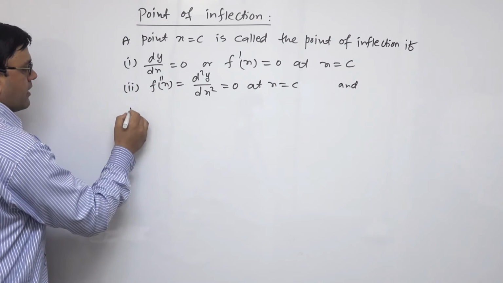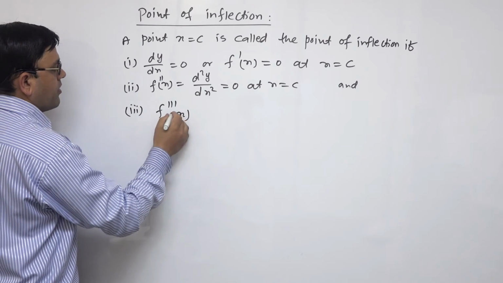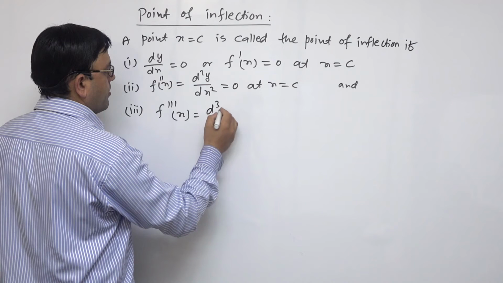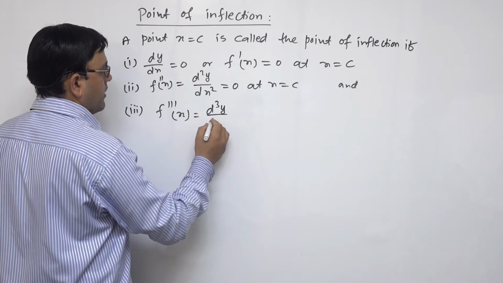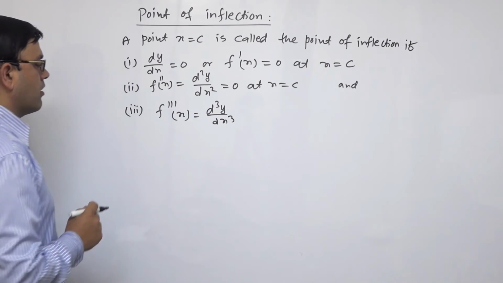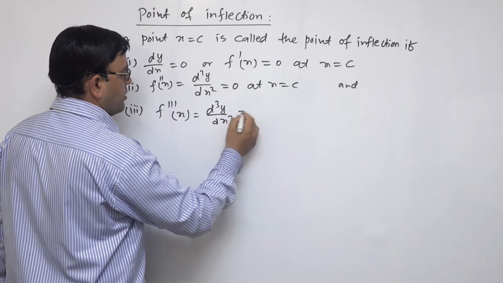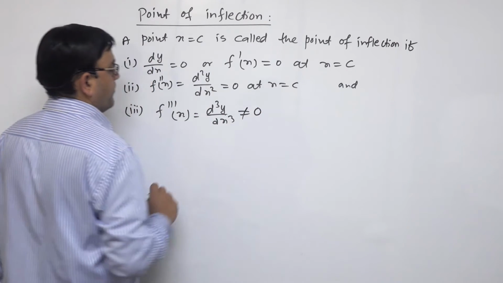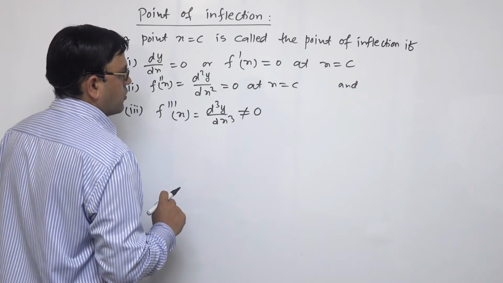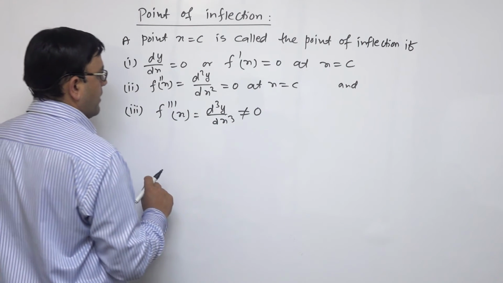And the third one is f triple dash, this is the third derivative, or d cube y by dx cube, this is the third order derivative for you, which is not equal to 0. So that is about the point of inflection. Now we are discussing criteria for maxima and minima.